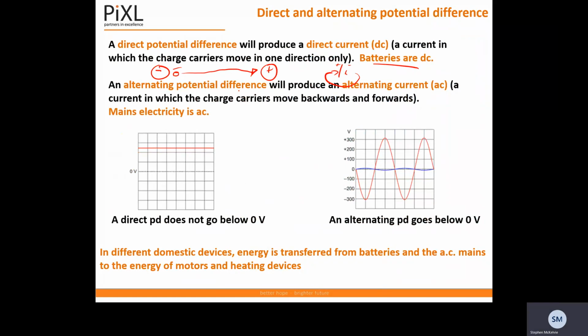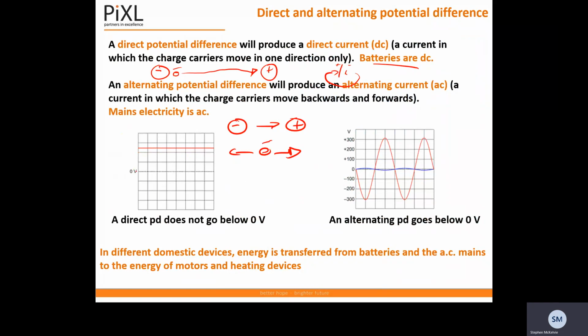However, you can also have alternating potential difference. And this is when you have a rotating magnet in a coil of wire or a rotating coil of wire in a magnet. And because it's rotating, the direction of the electrons changes every time. So rather than just going from negative to positive, I have electrons that are being pushed through the wire left and right, forwards and backwards, from one terminal to another terminal, changing.